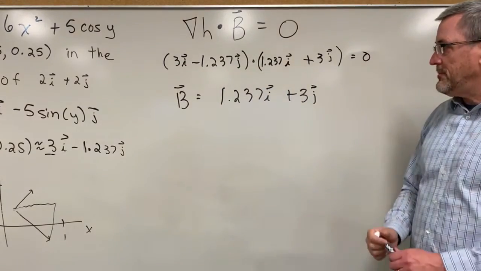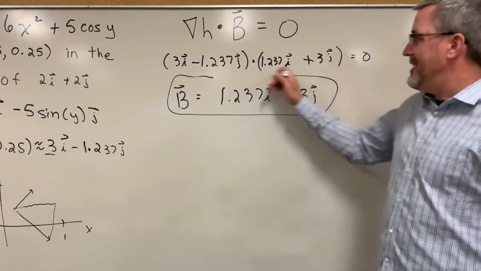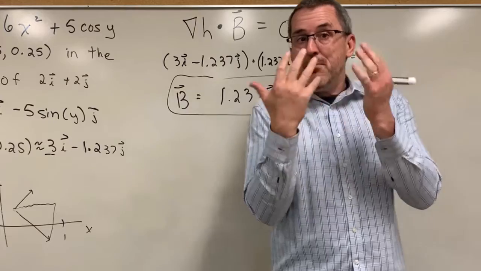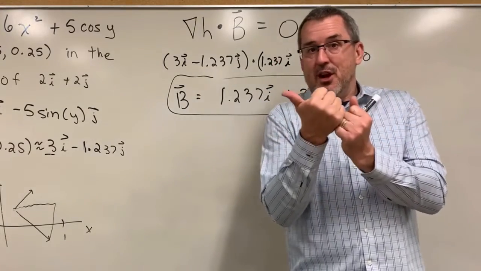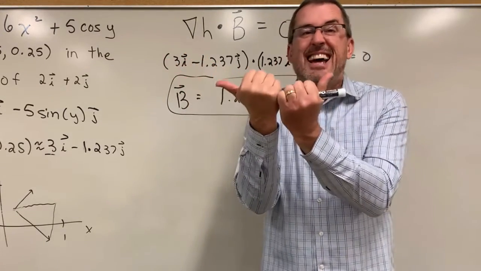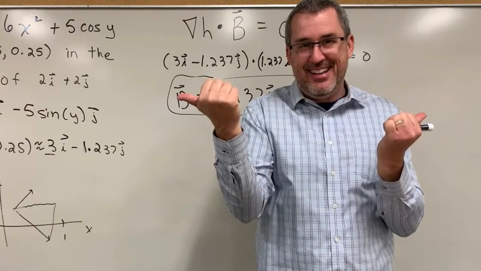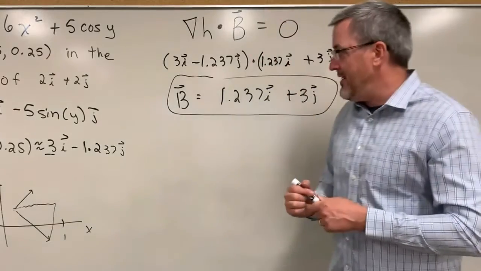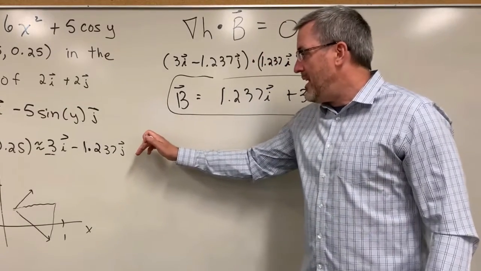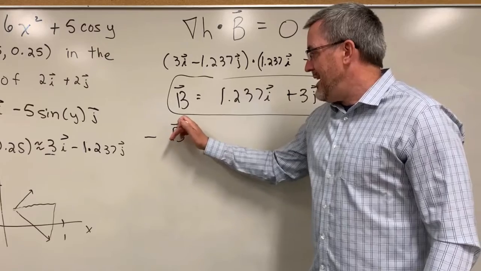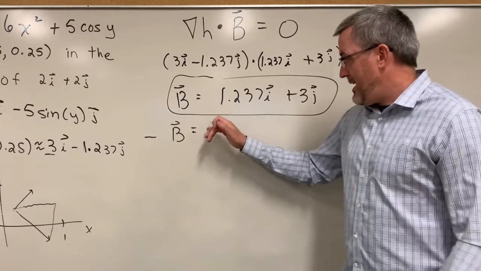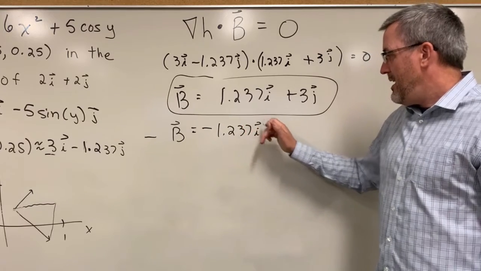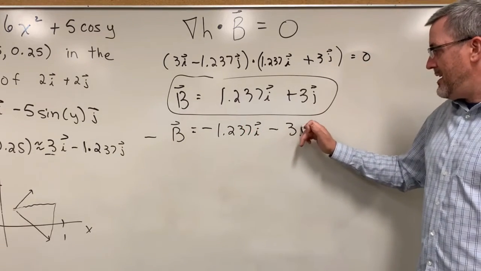Beautiful. But as you saw in the video, to be on that level curve, to be perpendicular to that gradient vector, we could go in one direction, or we could go in exactly the opposite direction and still be on that level curve, still be perpendicular to the gradient vector. So another option would be to move opposite that vector b. So that is opposite: make it a negative 1.237i, make it a minus 3j.